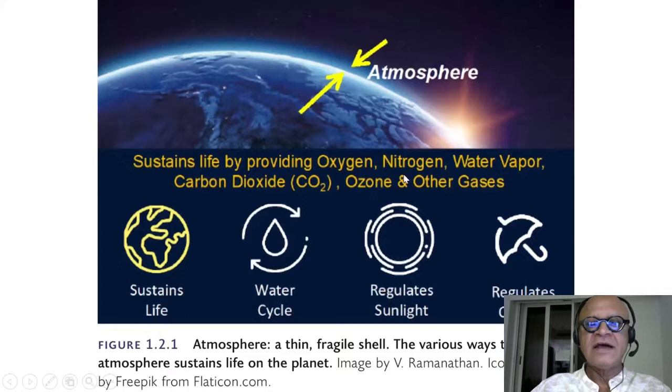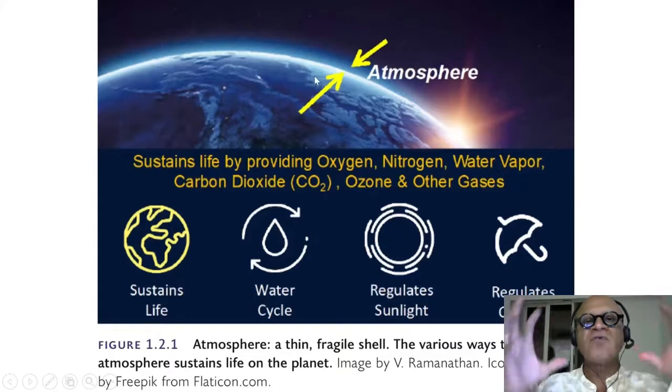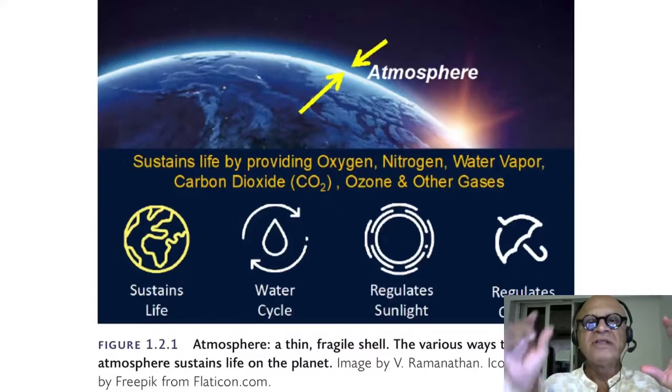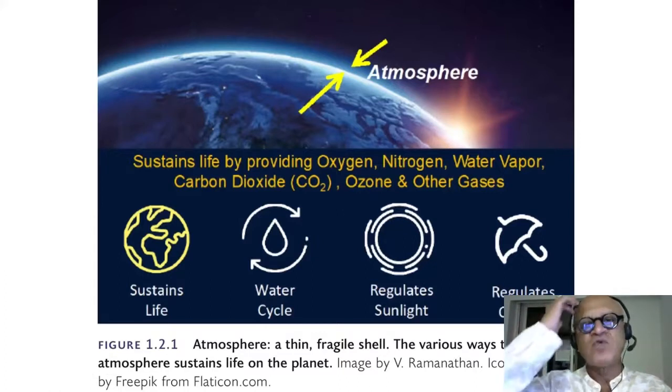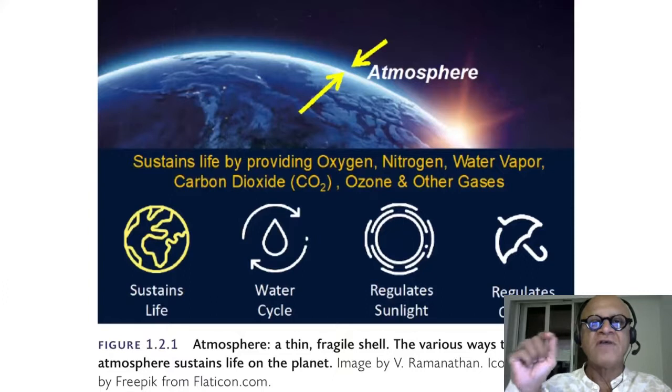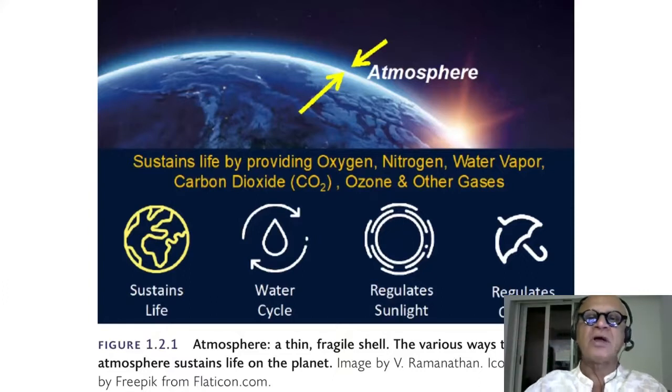And obviously the atmosphere, compared to the radius of the Earth, which is some 6371 kilometers, and the ocean are just a few kilometers, so they are easily treated as thin shells for all purposes, for computing circulations, weather, climate, and so on and so forth. There are various ways in which the atmosphere sustains life, the most important one being the water cycle.